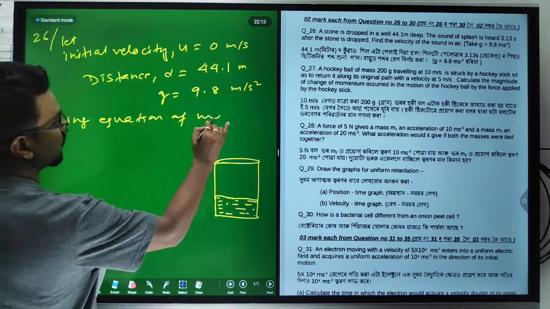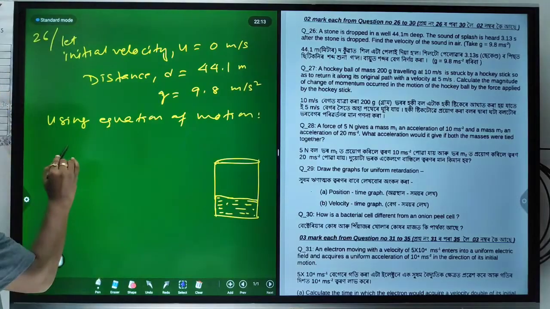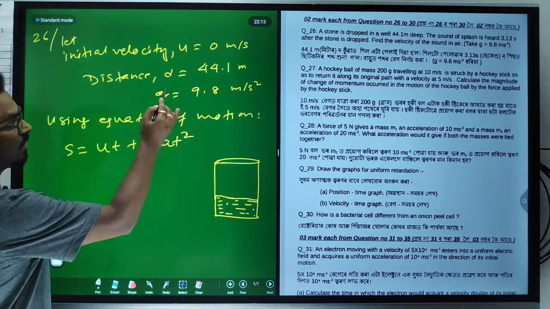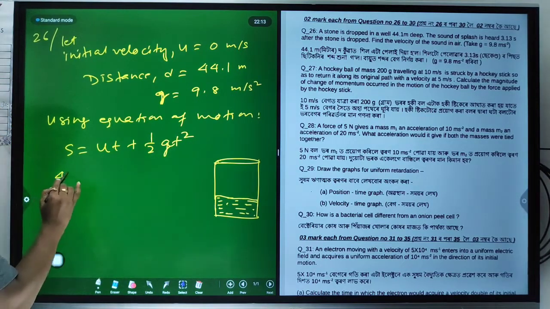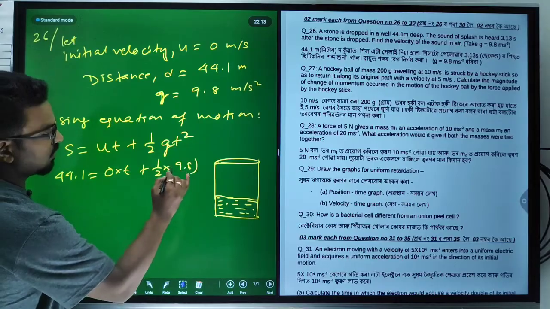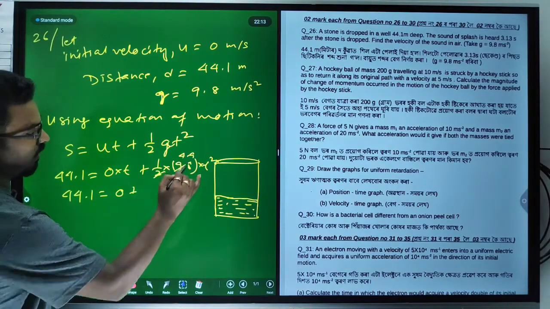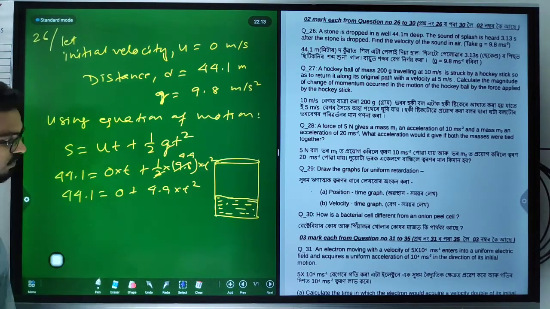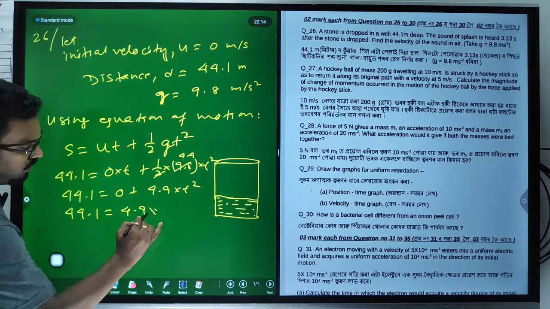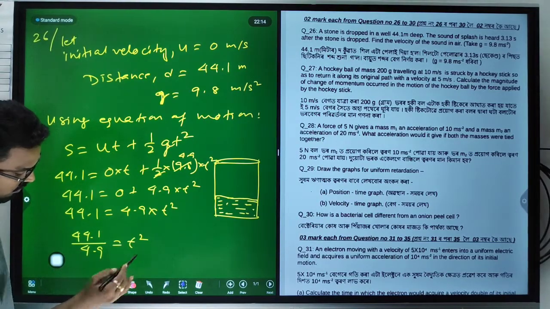Using the equation of motion, s equals ut plus half at square. Here acceleration is the gravitational pull, so a becomes g. So 44.1 equals initial velocity 0 multiplied by t plus half into 9.8 into t square. The first term cancels, and we get 4.9 into t square. So 44.1 equals 4.9 into t square. Bring it to the other side: 44.1 divided by 4.9 equals t square.